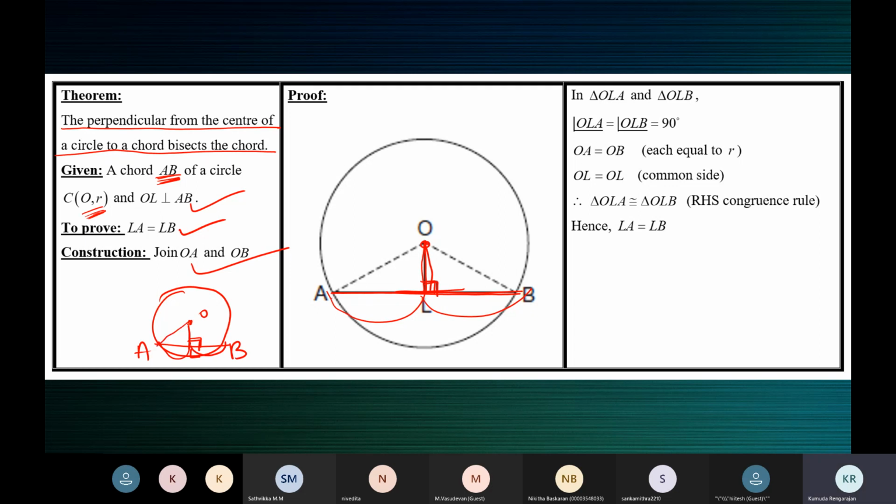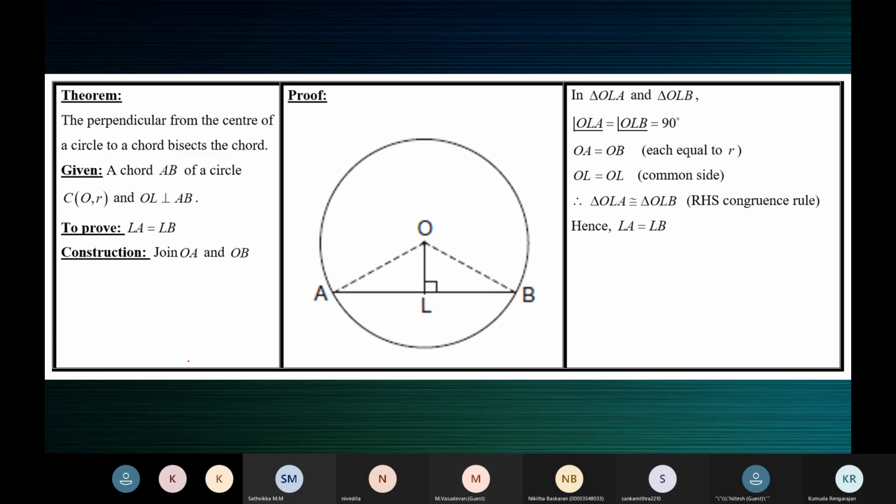Construction: join OA, join OB. Then show that the two triangles are congruent to each other. So in the two triangles OLA and OLB, angle OLA is equal to angle OLB is equal to 90 degrees. That's given to us. OA is equal to OB, radius, each equal to R. And OL is the common side.